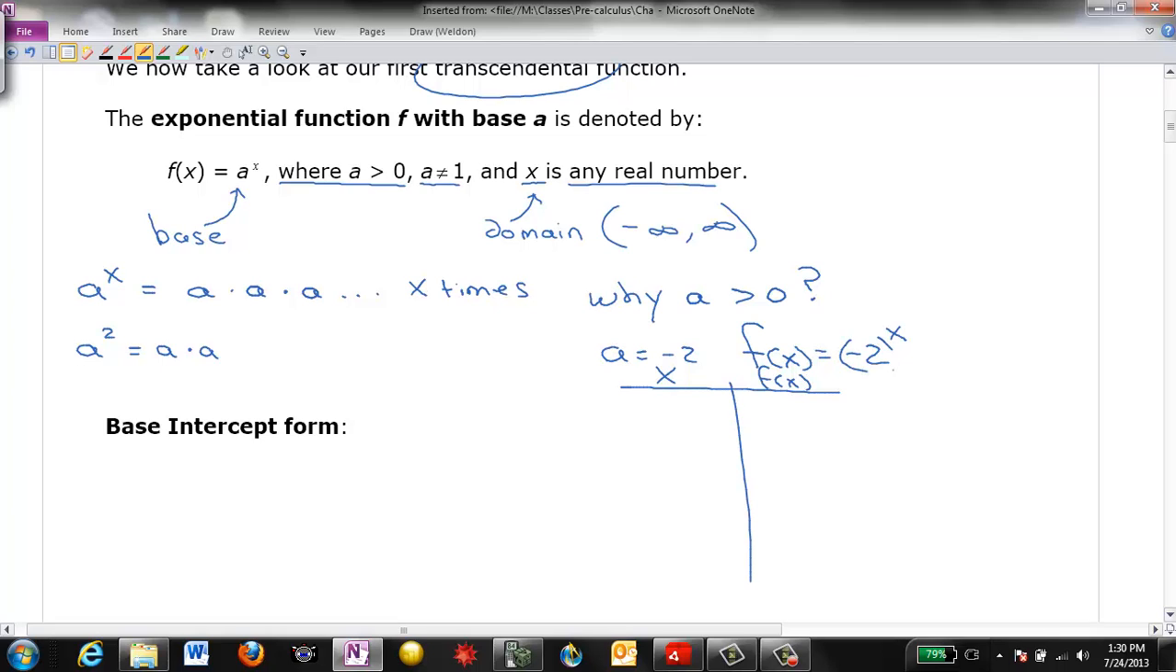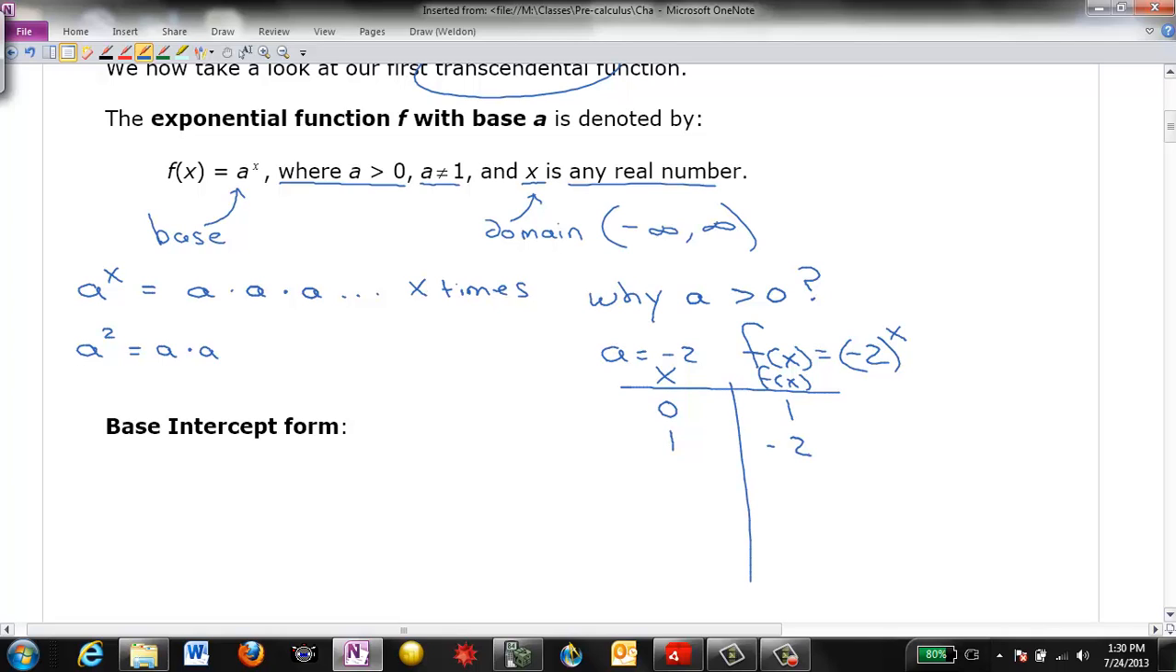And don't forget, when we do this, we're going to put our parentheses around that negative 2 so that we know that the negative is also included in the exponent there. And we'll start off at 0. Okay, so negative 2 raised to 0. We know that anything raised to 0 is going to give us 1. Okay, so we have a point 0, 1. And let's go up 1. Let's say we make x be 1, right? So negative 2 to the first is going to be negative 2.